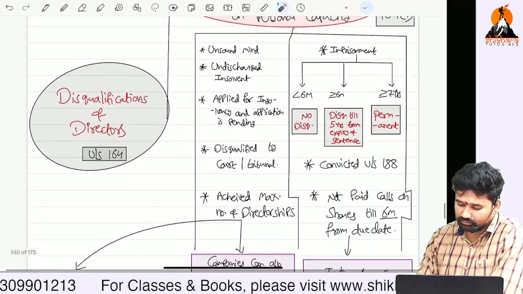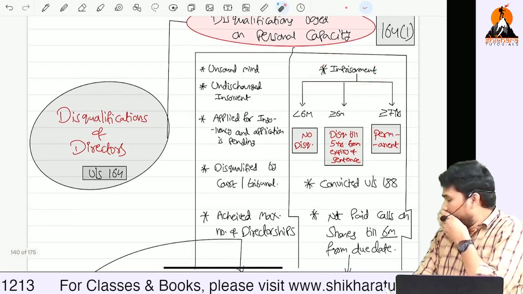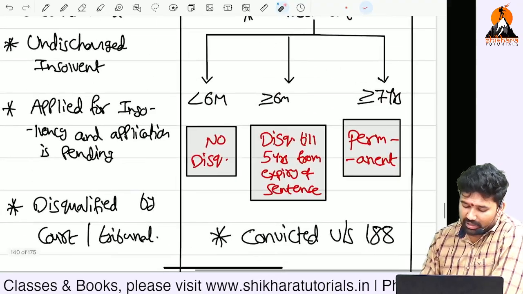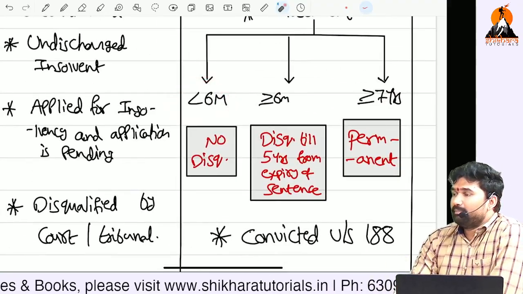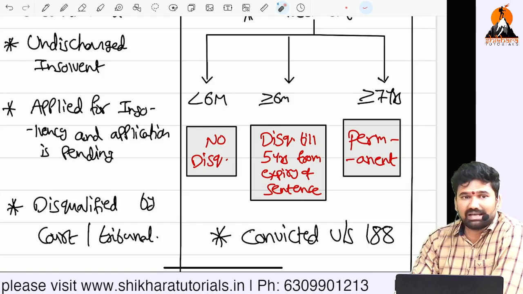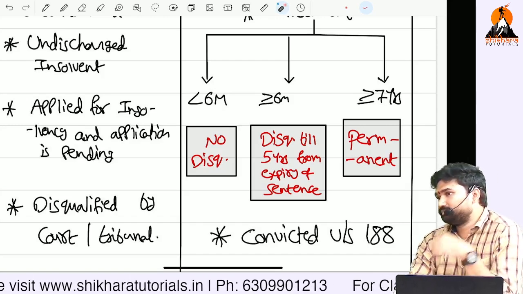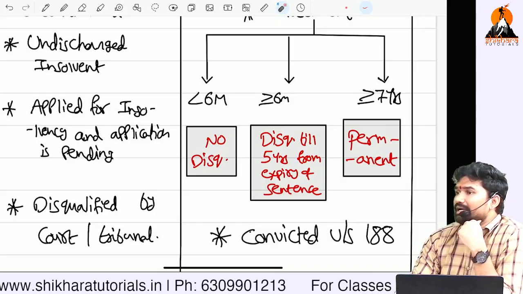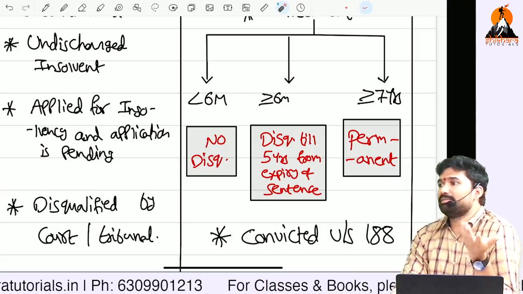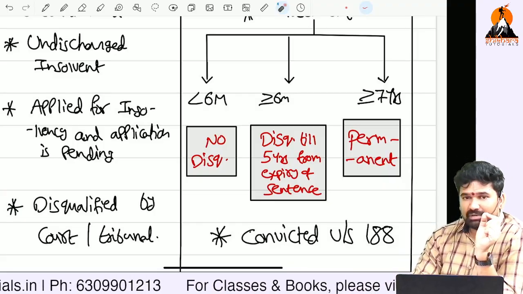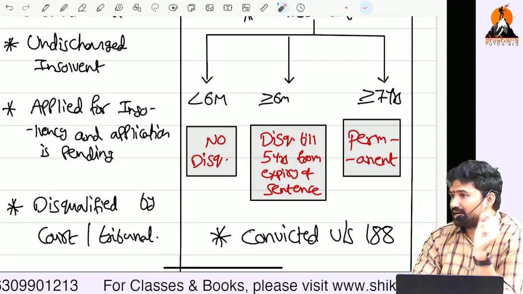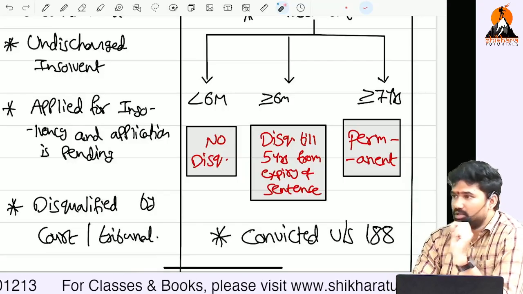Next one. This is the important thing. Imprisonment rule. This is very important. First thing, if a person went on imprisonment for a period of less than 6 months, say for example, a drunken drive case attracts and he went to 14 days imprisonment or 1 month or 2 months or 3 months imprisonment. If the imprisonment period is less than 6 months, no disqualification attracts to any person regarding the directorship. Nothing, no disqualification.